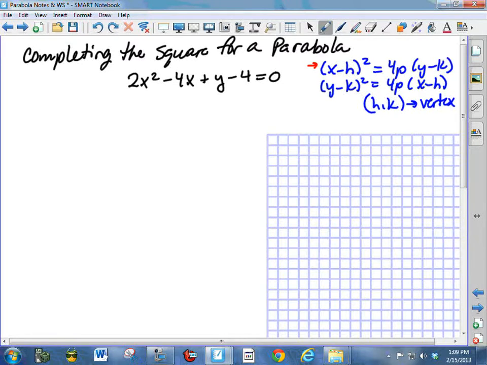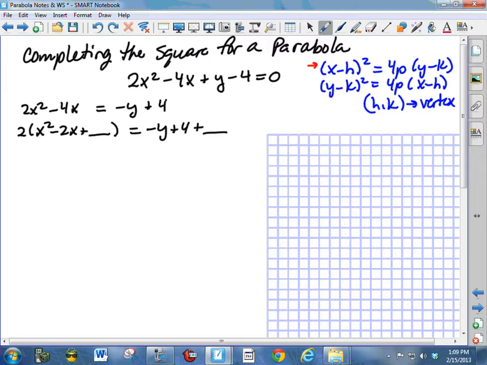Now, notice what we're trying to get. We're trying to get a squared term on the left-hand side and a non-squared term on the right. So we're going to put a squared variable on the left and everything else on the right of the equation. So we're going to start out with 2x squared minus 4x equals negative y plus 4. Then we have to go through the completing the square process on the left side only. So factor out the 2. We have x squared minus 2x plus blank equals negative y plus 4 plus blank.